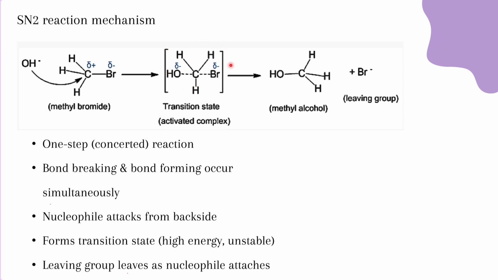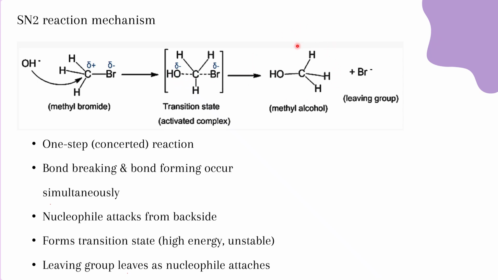So this particular stage is called as what? Transition state. Now, as soon as we move ahead from this transition state, this Br leaves because it is a leaving group. So this Br leaves our substrate and this OH attaches itself to the carbon atom. As soon as this OH attaches itself to the carbon atom, this is what we get at the end.